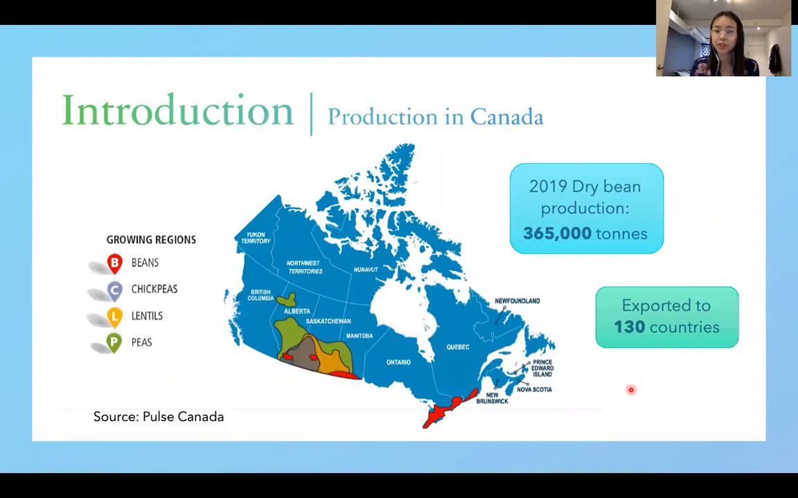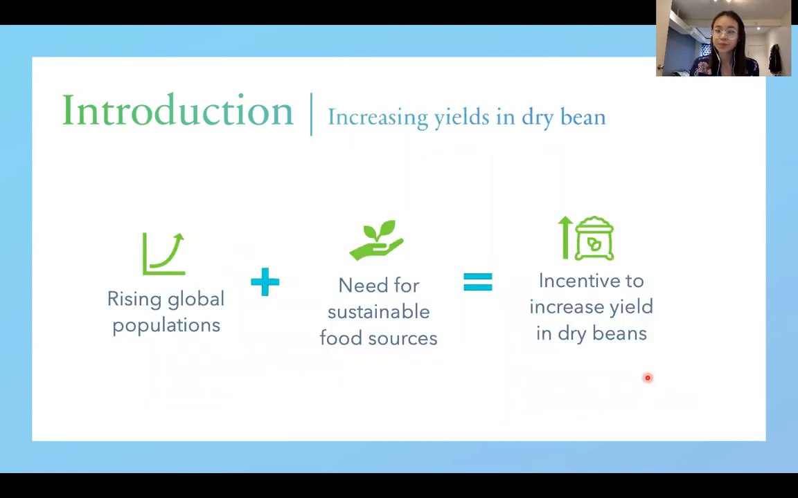So dry bean production in Canada takes place in Alberta, Saskatchewan, Manitoba, Ontario, and Quebec. And much of the dry beans produced are exported. Canada currently exports to 130 different countries. Rising global populations and the need for sustainable food sources has created an incentive to increase dry bean yields.